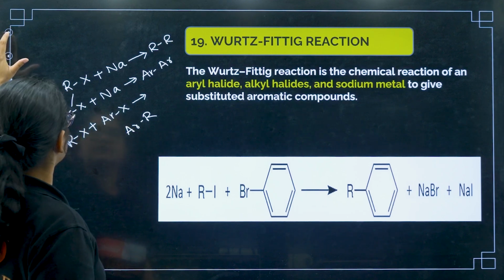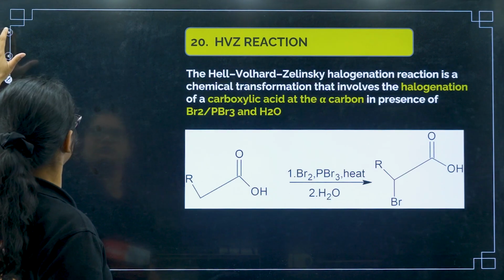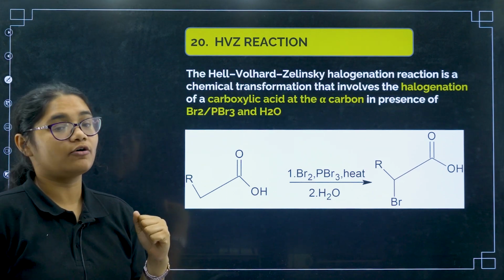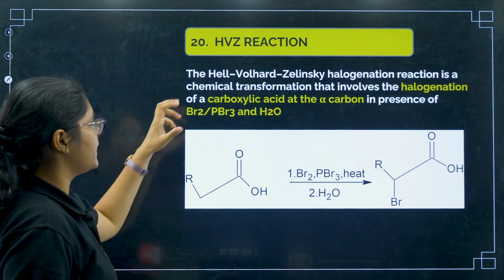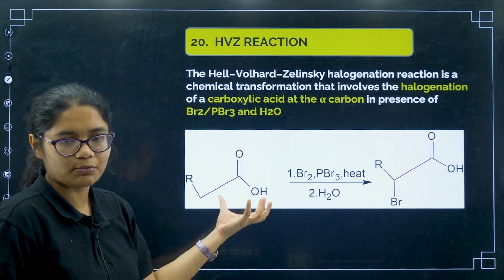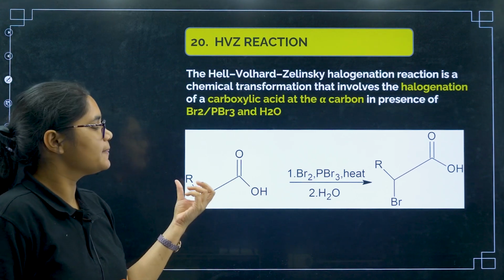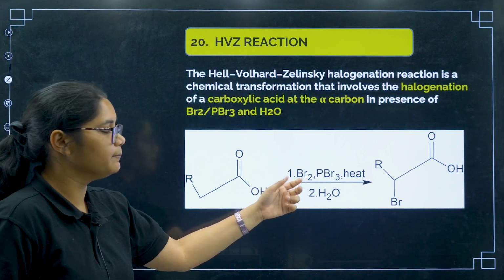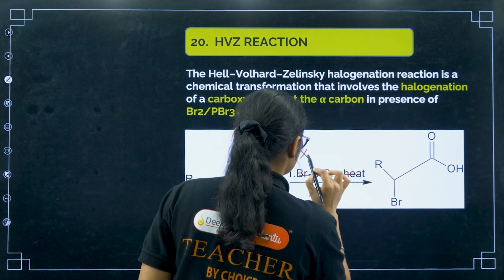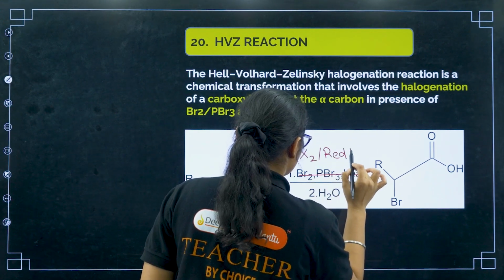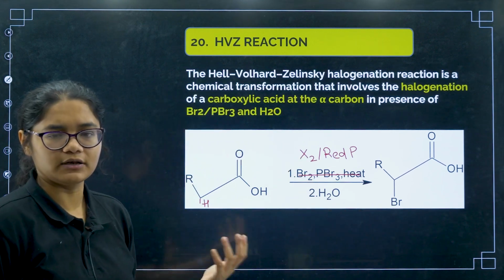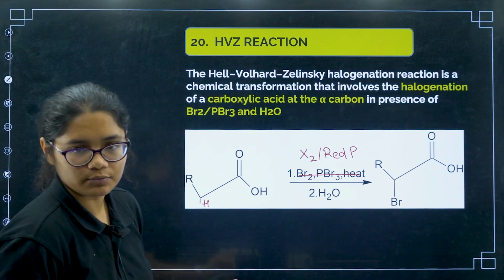Okay, next we will see. I told you I have left some reactions during H, that is your HVZ reaction, and Hoffmann bromamide degradation also is there. So HVZ reaction is what you have whenever you have an alpha hydrogen in a carboxylic acid. If an alpha hydrogen is present, that alpha hydrogen is reacted with Br2 and phosphorus. So generally you can write it in this form, X2 and red phosphorus. So what will happen, this alpha hydrogen is replaced with X, whatever X you take, bromine, chlorine, whatever, it is replaced with Br group.